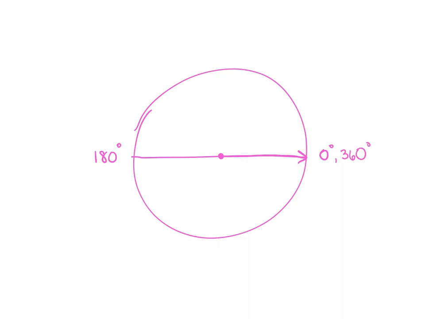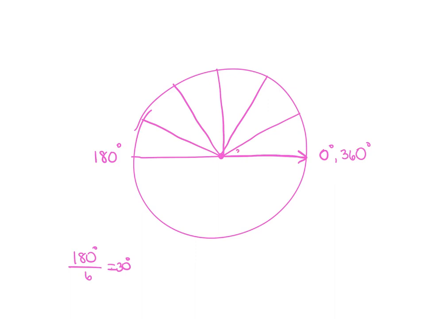Okay? So what we're going to do is take this 180 degrees, that's half of a revolution, and divide it into 6 equal pieces. So if we take 180 and divide it by 6, that means that each little piece is 30 degrees in here, okay? All of those little central angles measure 30 degrees.